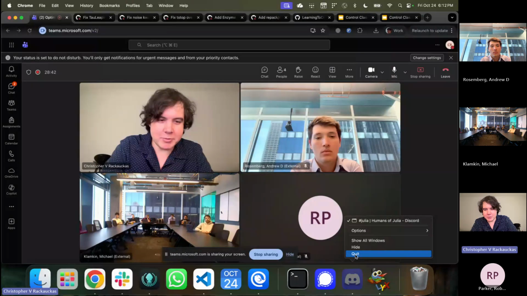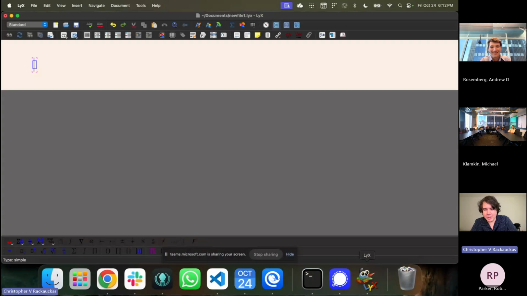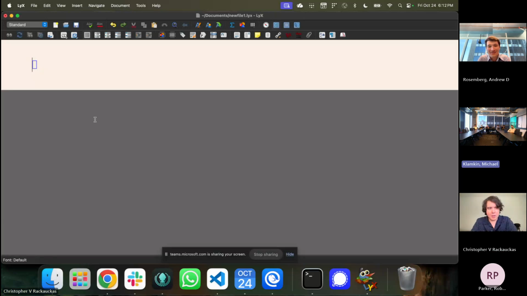Now let me actually change my screen share here so that way I can go back and forth. I guess you're just going to get my entire screen here, and I'm just going to make sure I close a few things. Okay, so can you see my screen here? Yes.